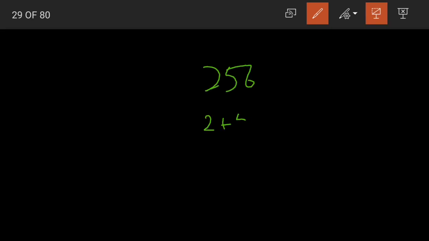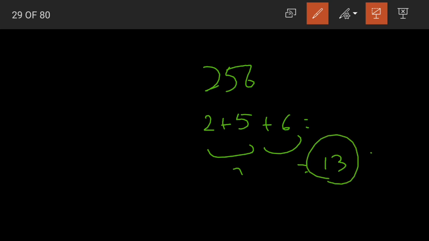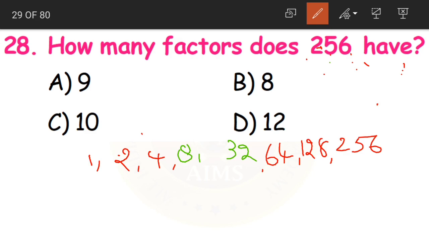256. When we add 2 plus 5, 7. 7 plus 6 is equal to 13. Is 13 a multiple of 9? No. So 256 is not divisible by what number, children? It is not divisible by 9.